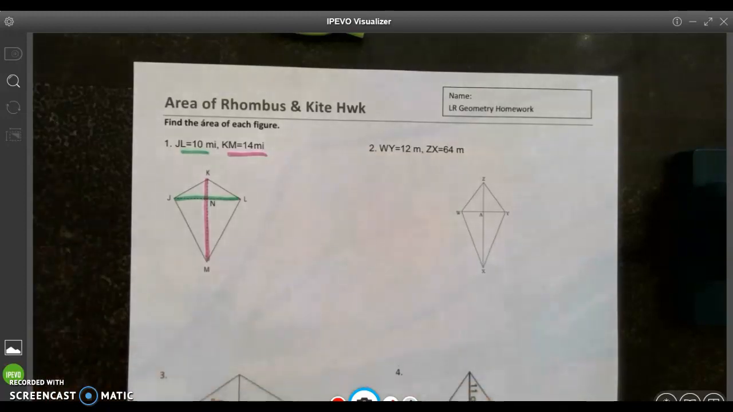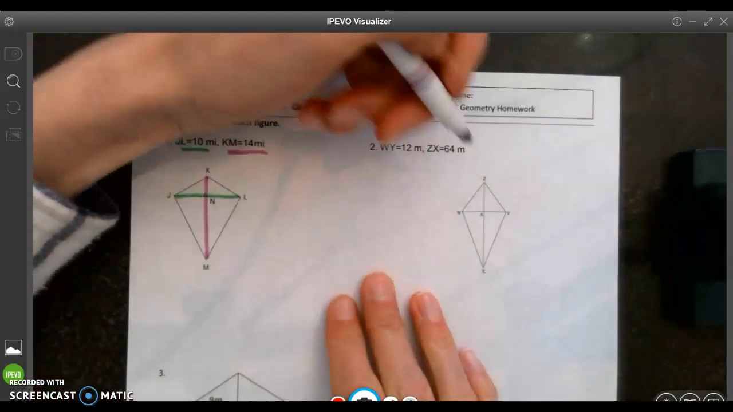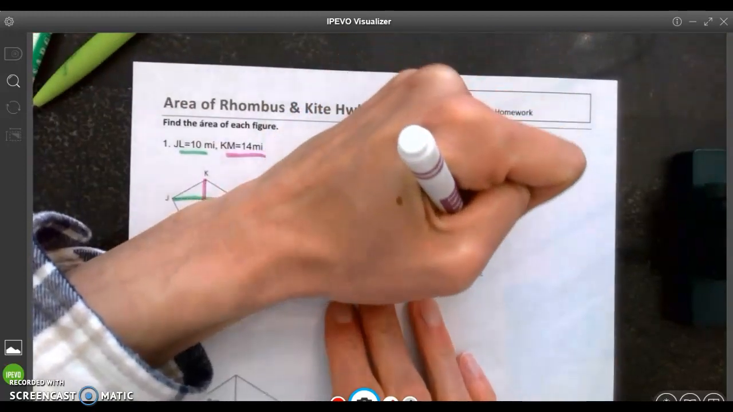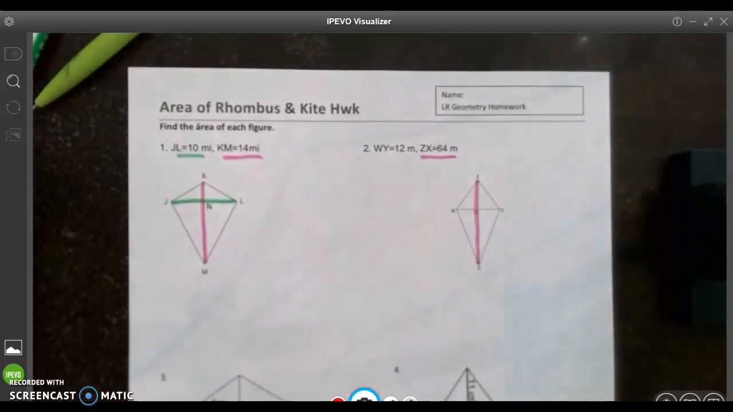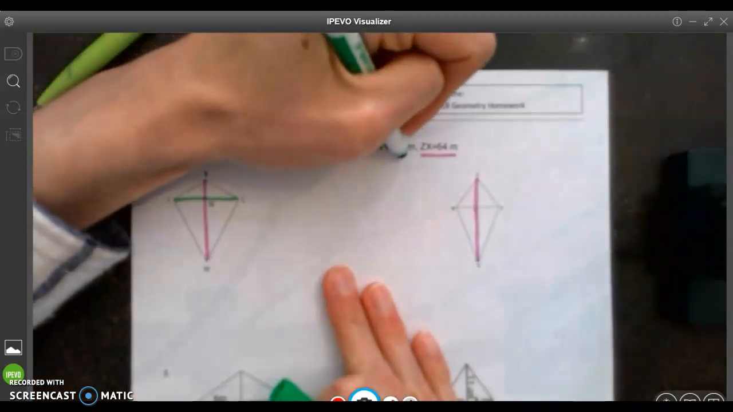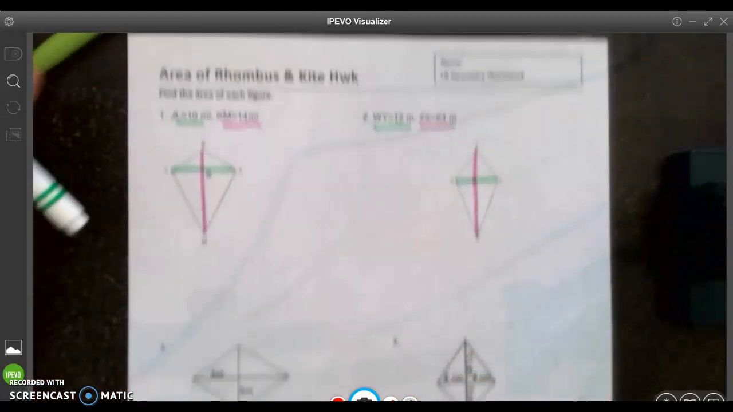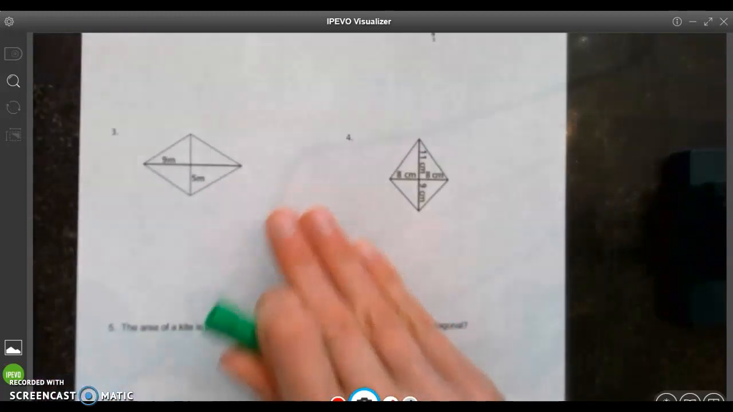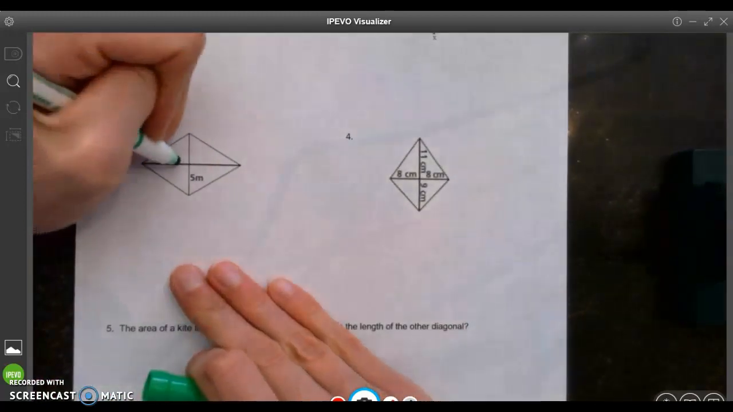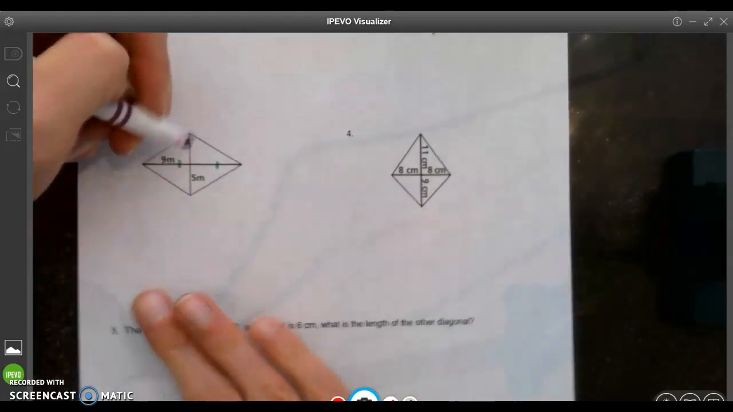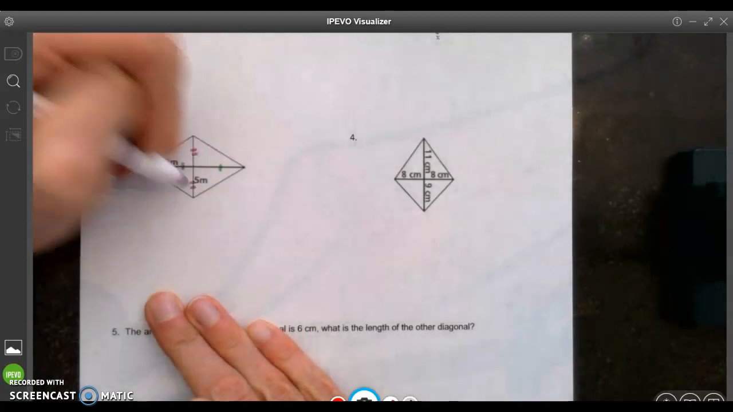Same thing in the next one. ZX, that is that vertical one. It's the entire diagonal, 64. WY, 12 meters, is this entire diagonal. So you have the whole diagonal given to you. In number 3, remember this is congruent to this. And this is congruent to this.